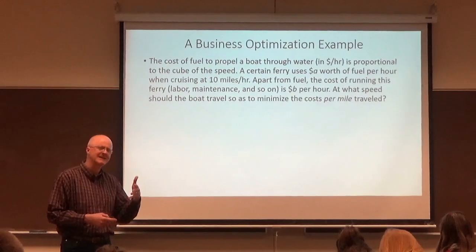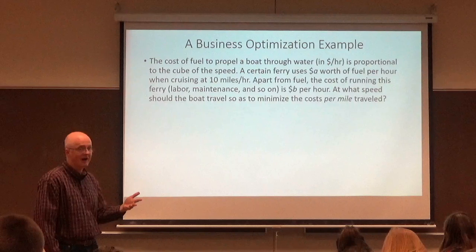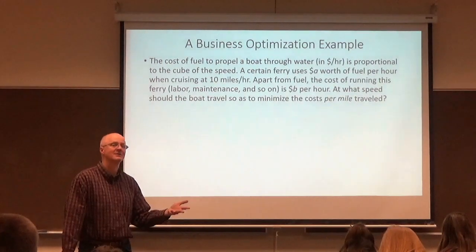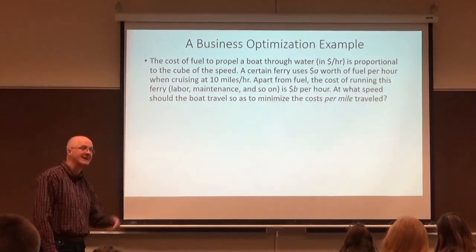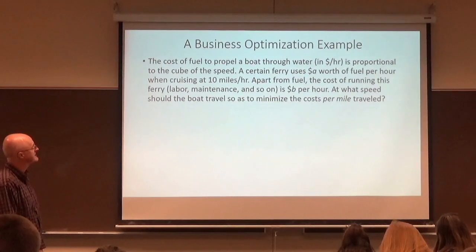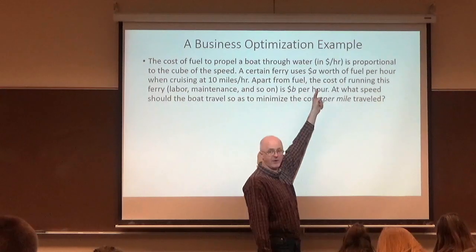Okay, so as the speed doubles, for example, that means your fuel cost goes up by 2 cubed, 8 times as much. Evidently, this boat is very inefficient. Okay, you go too fast, you're going to use a lot of fuel. A certain ferry uses $80 worth of fuel per hour. So I've got an arbitrary parameter here.